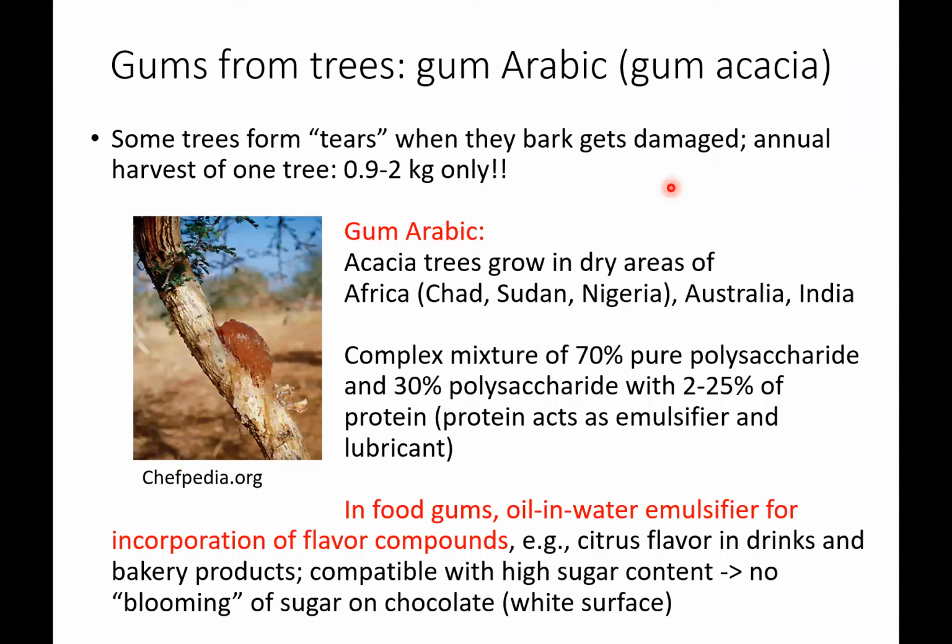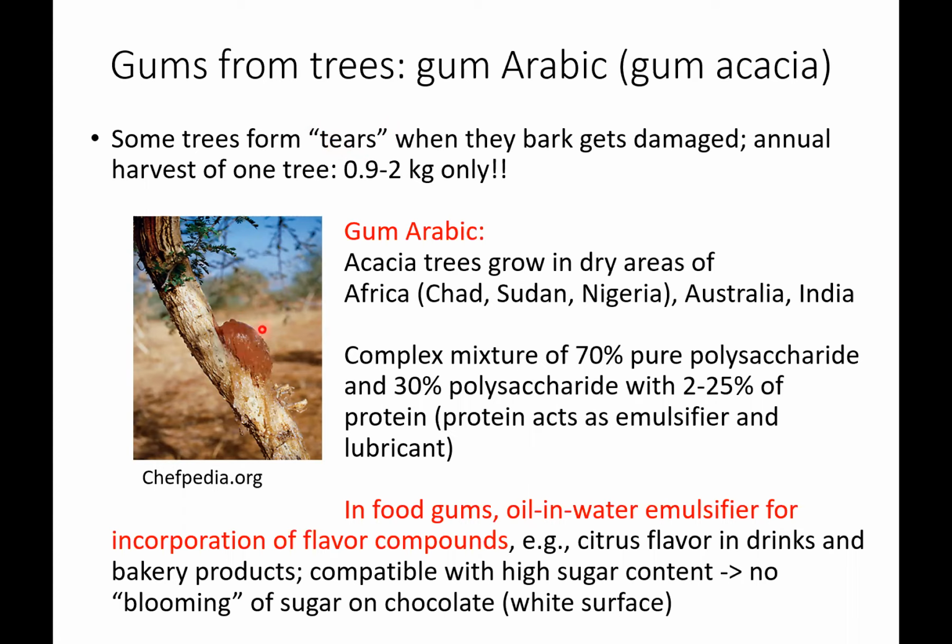Now let's look at some gums. There are gums from trees. We have gum acacia, gum arabic. Those are tear gums, exudate gums. You see this little blob here. If you scratch the bark of the tree, it excretes some sort of a resin that is a gum.